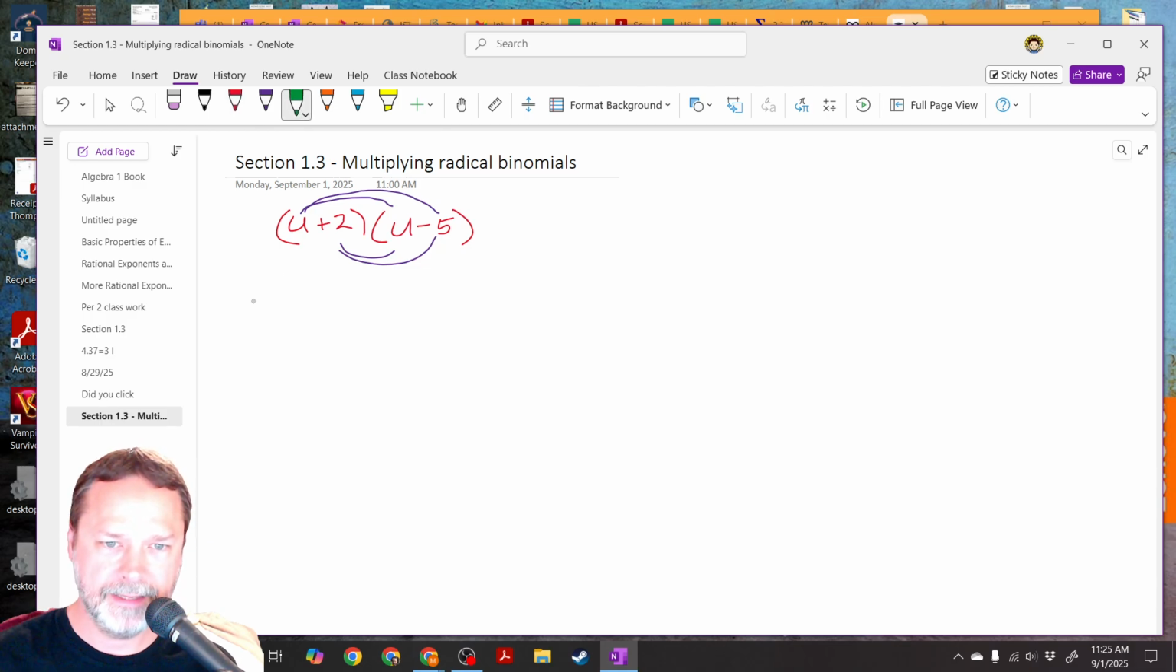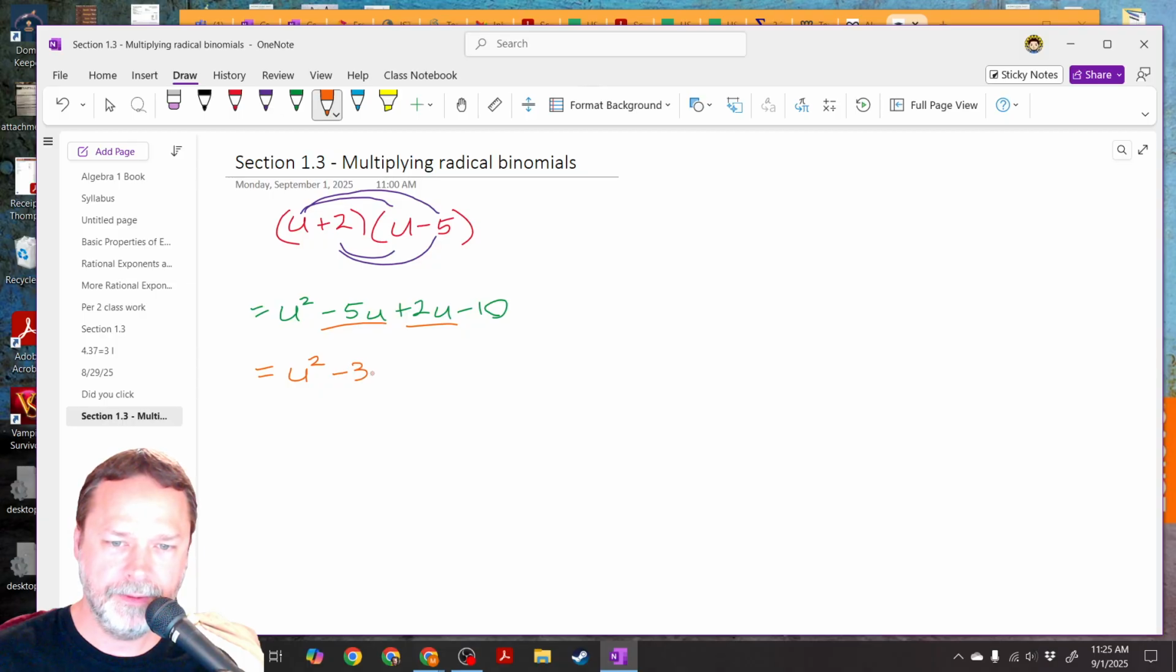So let's do that. If we do that, we get u times u is u squared. And then u times negative 5 is negative 5u. 2 times u is 2u. And 2 times negative 5 is negative 10. And then what we would do is we would combine like terms. Negative 5u plus 2u is going to be u squared minus 3u minus 10.